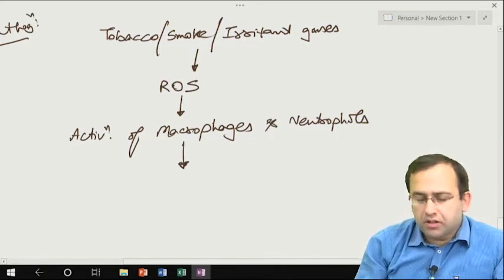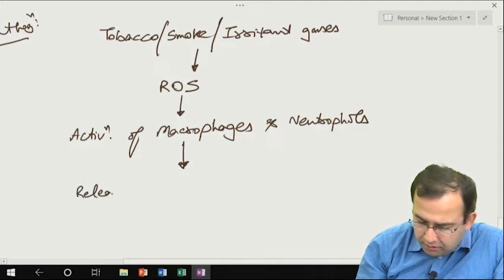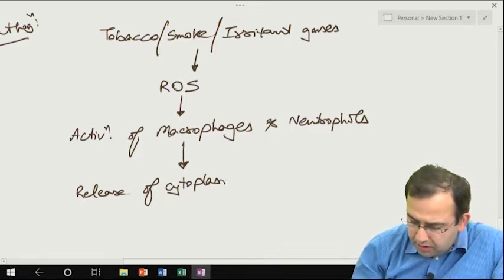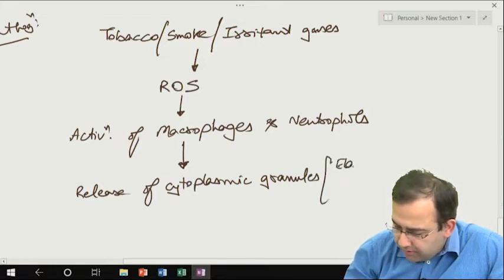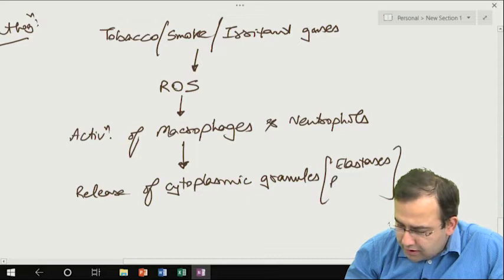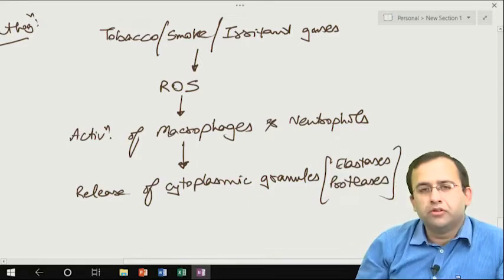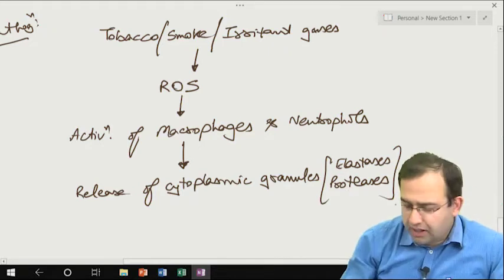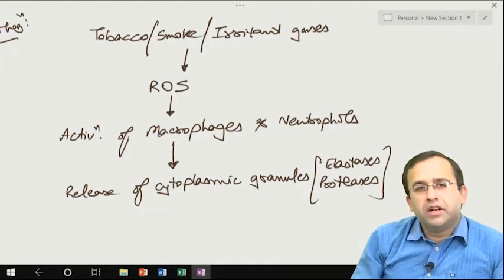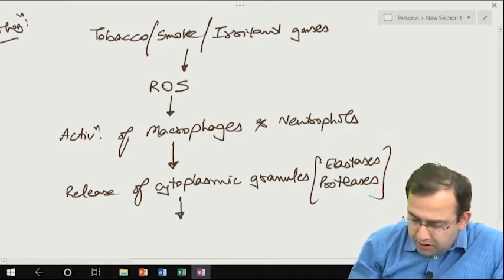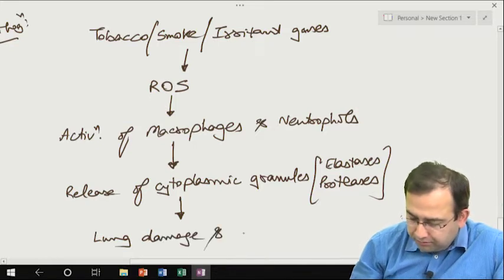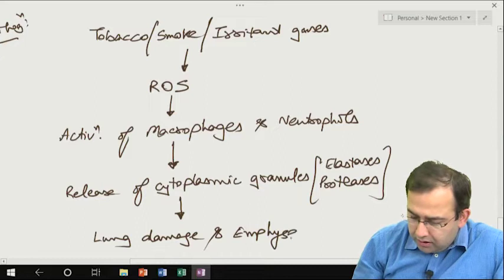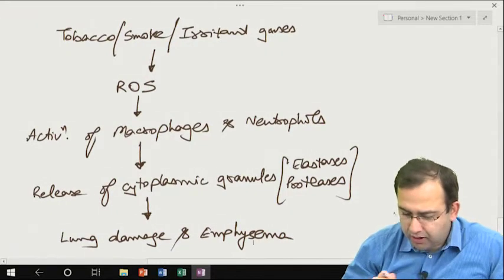Neutrophils release cytoplasmic granules. Cytoplasmic granules contain elastases and proteases. We saw this in the granules of inflammatory cells and cell injury. Release of cytoplasmic granules which contain elastases and proteases in turn leads to lung damage and emphysema.